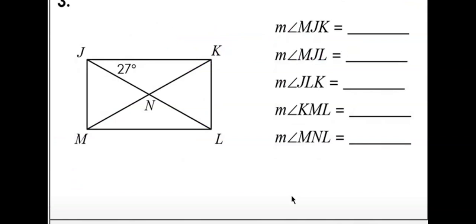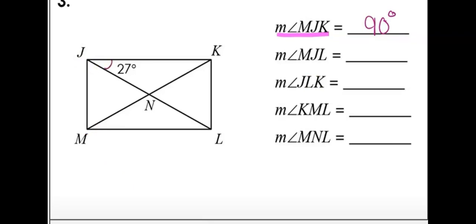All right, so now let's look at number 3. If you notice number 3, we are going to be trying to find different angle measures. This first one, we're trying to find MJK. One of the properties that we just wrote down is that all 4 angles equal right angles, which is 90 degrees. So MJK is 90 degrees.